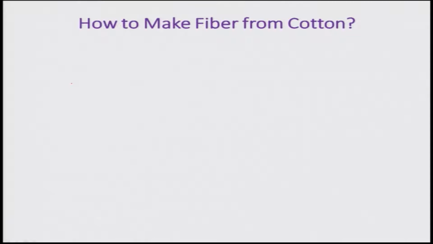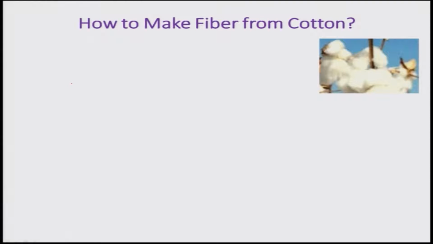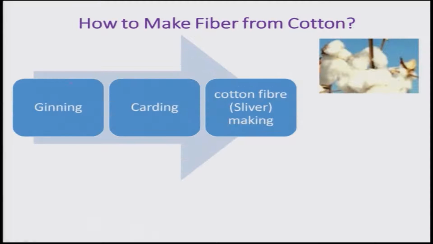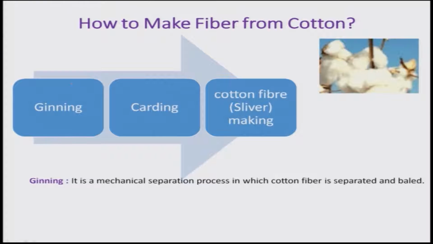So, how to make a fiber from cotton, right? We will have to basically start with the cotton, which you will get by cultivation from the plant, and you will have to collect it. Collection is very important, and it will contain the cotton seeds, and these seeds have to be separated, and that we call ginning. Ginning is basically a mechanical separating process, in which cotton fiber is separated from the seeds, and it will be baled. Bale means a stack of cotton together in a particular shape.